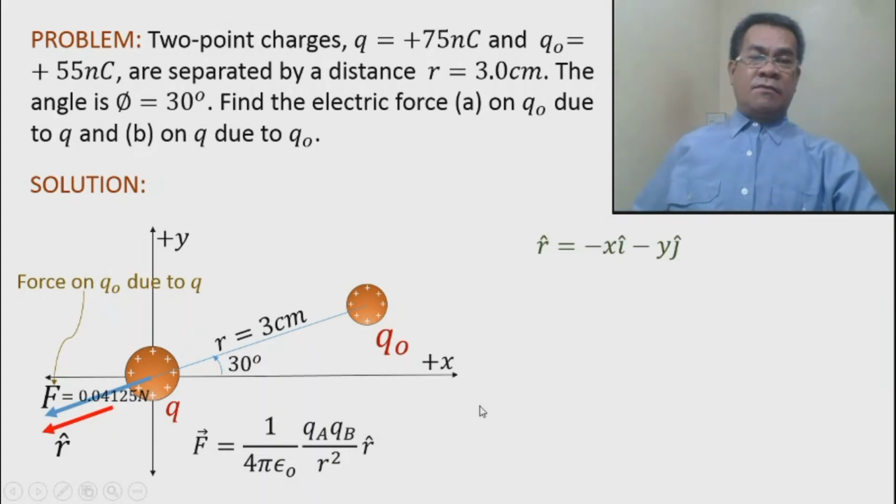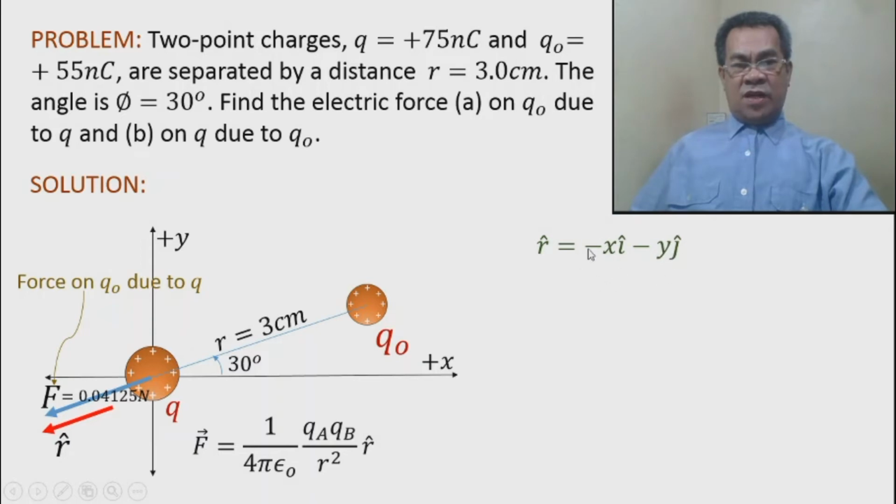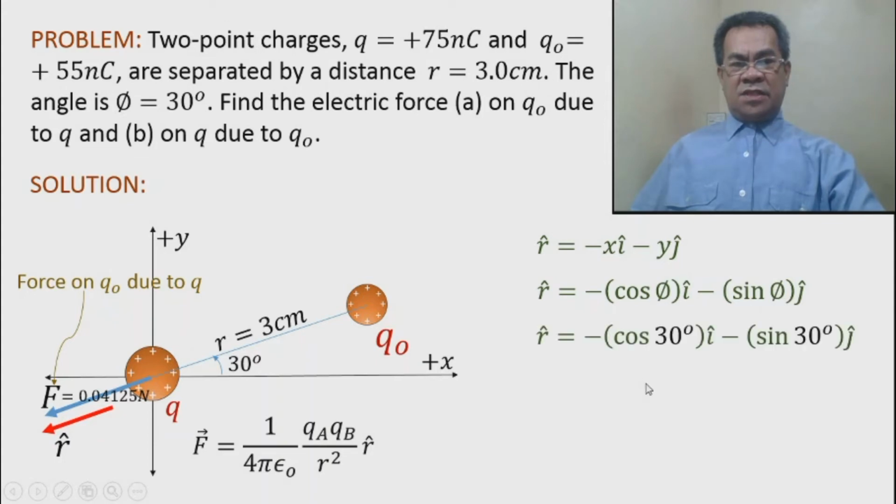But what is R hat? R hat is negative x i hat minus y j hat. Why negative? Because this is directed towards quadrant 3. So all components must be negative. So the x component must be negative, also the y component of the R hat. Since we have this angle 30 degrees, all you need to do is to take cosine of that, then you have i hat, then sine of that angle, then substitute, simplify, then we have this answer: negative 0.866 i hat minus 0.50 j hat.